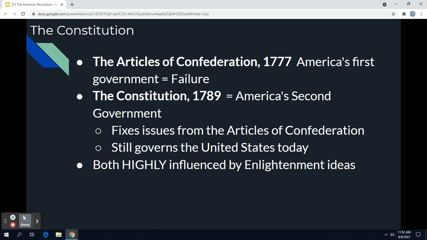So in 1789, America reforms its government and writes the Constitution, which is the government that still governs us today. It pretty much fixed all the major issues from the Articles of Confederation. It was just a major improvement on them. But both of them used Enlightenment ideas. They're highly influenced by guys like Montesquieu and Locke and Hobbes and Rousseau.